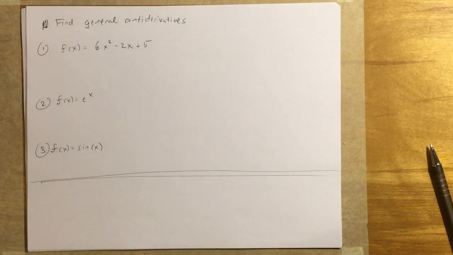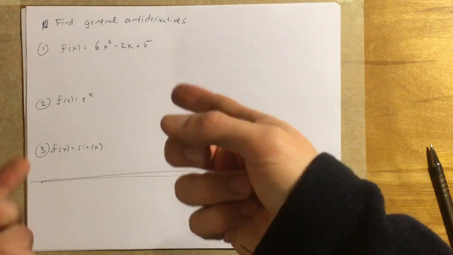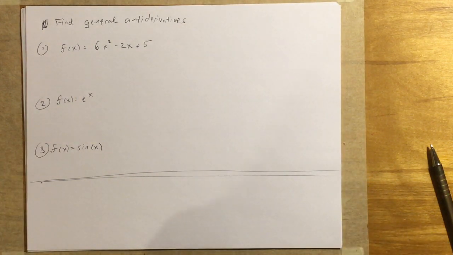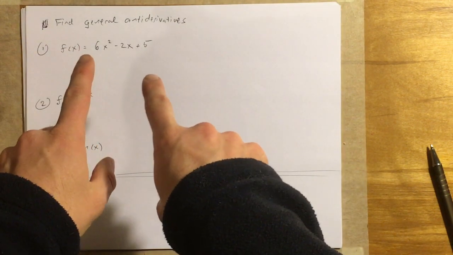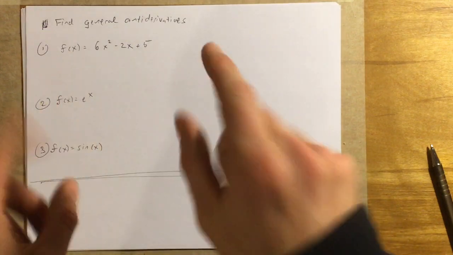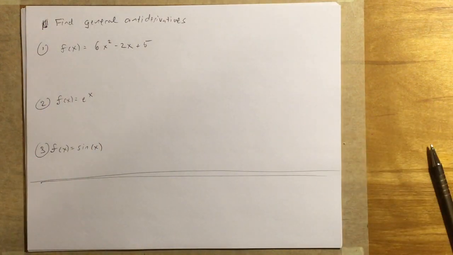All right, let's go over some examples of finding general antiderivatives. What we're looking for in each of these is a function whose derivative is f, the one that's given. So we're looking for a function whose derivative gives us this, right? And then we're going to take that and write plus C on the end, and that's it.